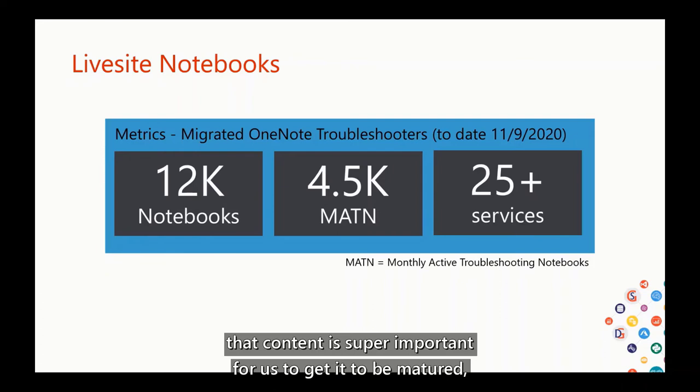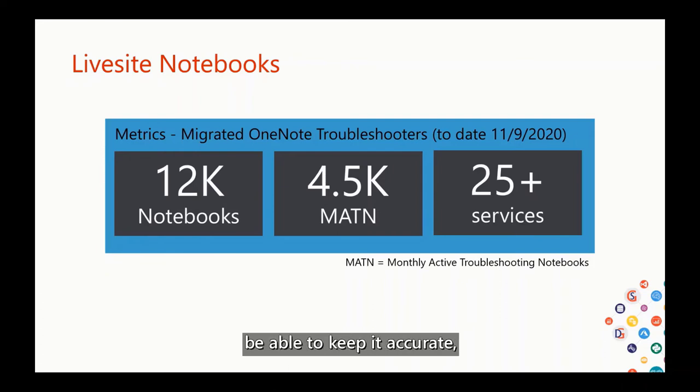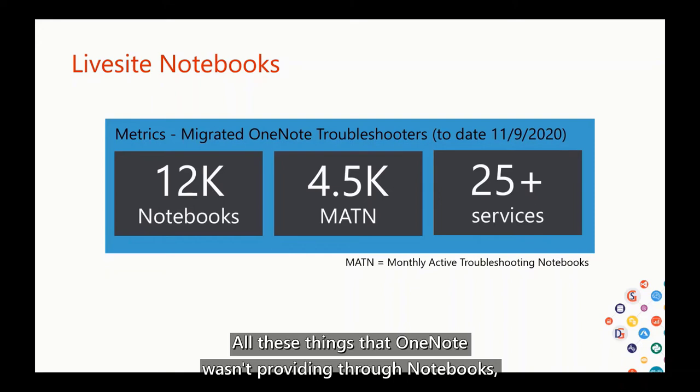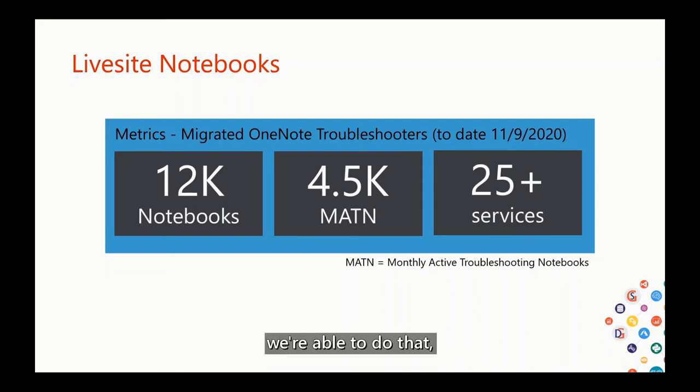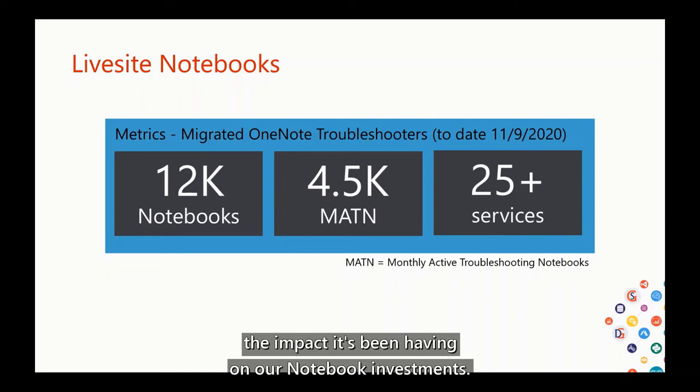And that content is super important for us to get it to be matured, be able to keep it accurate, allow people to give feedback on it. All these things that OneNote wasn't providing, through notebooks we're able to do that. And then as we saw with operational notebooks, we'll be able to turn them into executable things that then eventually can be plugged into automation. So we're very excited about this work stream and the impact it's been having on our notebook investments.